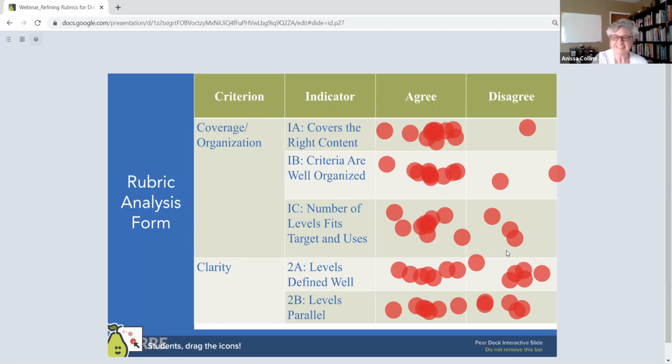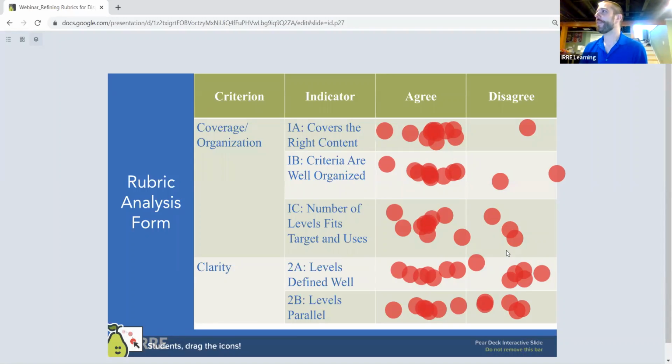There she is. So what we'll ask you to do here in this case, for the sake of time, is you either marked agree or disagree to this rubric. What are some of those reasons that you might be able to put in chat? So if you agree that this rubric covered the right content, could you drop that reasoning in chat? If you disagree that the levels were defined well, would you please drop some of that reasoning in chat? And we'll follow up with that thinking in just a moment.